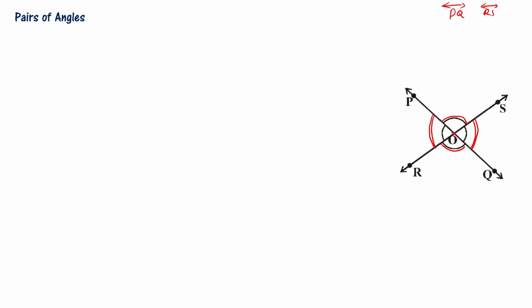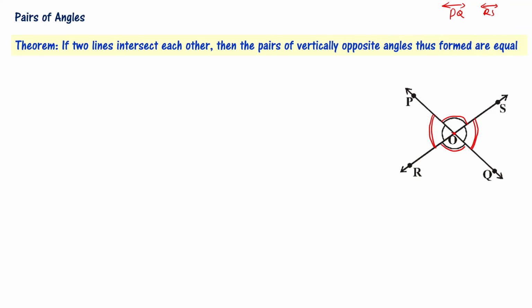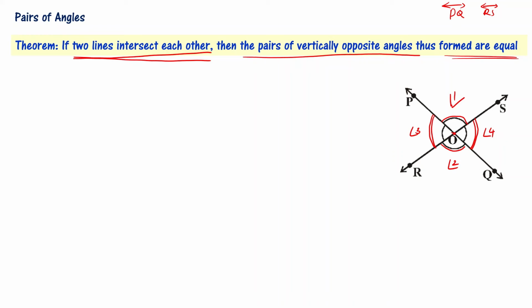Now there is a theorem on vertically opposite angles. It states that if two lines intersect each other, then the pairs of vertically opposite angles thus formed are equal. If I call this angle 1 and this angle 2, these two are equal as per the theorem. And if I call this angle 3 and this angle 4, they are also equal. That's what the theorem is saying. If two lines intersect each other, then the pairs of vertically opposite angles thus formed are equal.